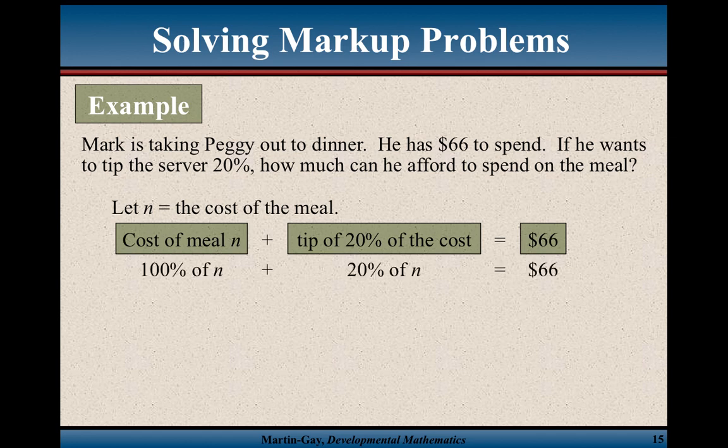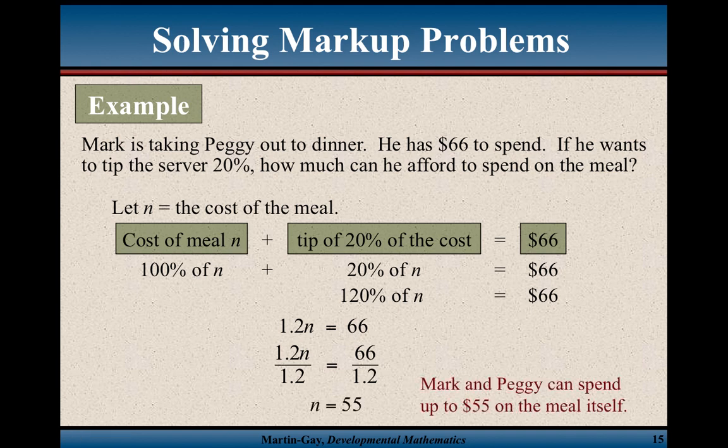So we have 100% of n and 20% of n equals $66. So we have 120% of n equals $66, di ba? And then 1.2n equals 66. That's the equivalent of 120% if you know how to make percent into decimal, right? So we move two decimal places. That's why 1.2 or 1.20n equals 66. Divide both sides by 1.2. So 66 divided by 1.2, the answer is 55.